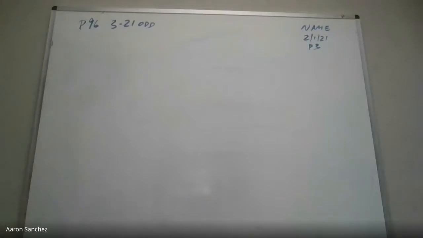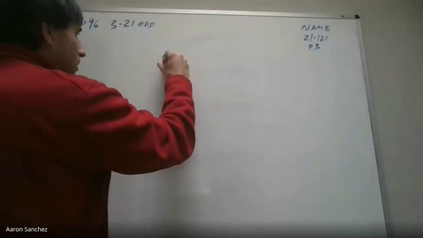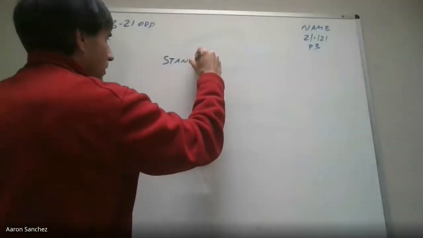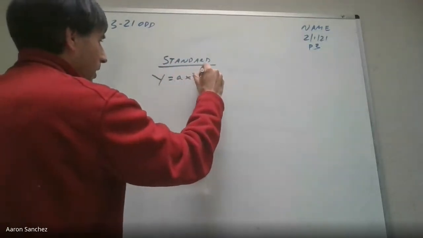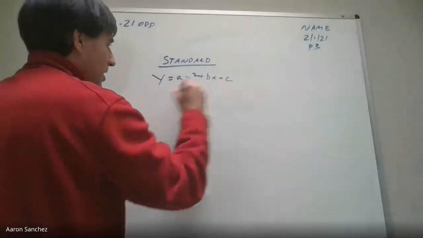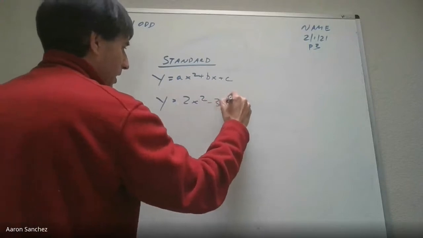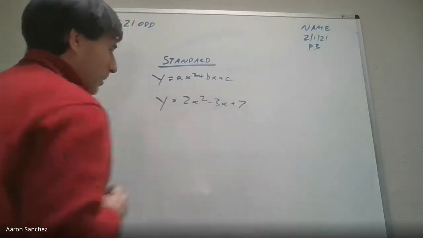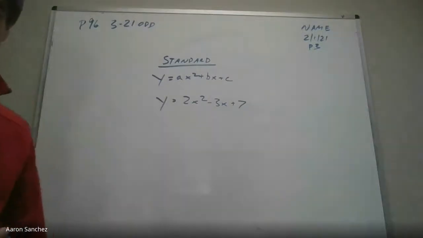So standard form, which you should know, is y equals ax squared plus bx plus c. It looks something like this: 2x squared minus 3x plus 7. Something like that. That's standard form. I'll let you write that down. We're used to seeing standard form. Remember, it's a quadratic, it's got the x squared. These are all quadratics.